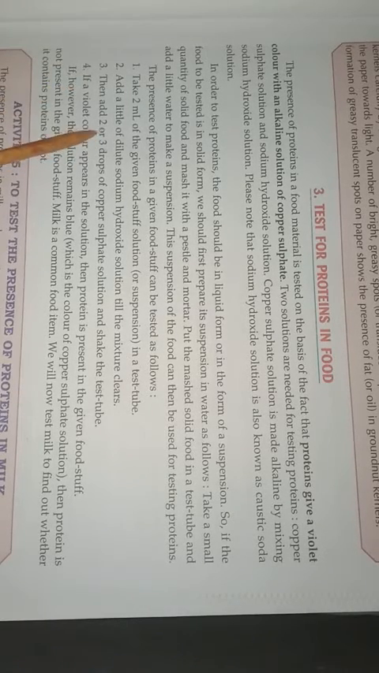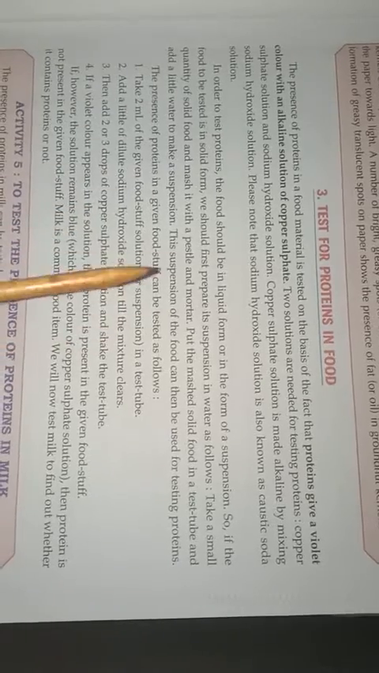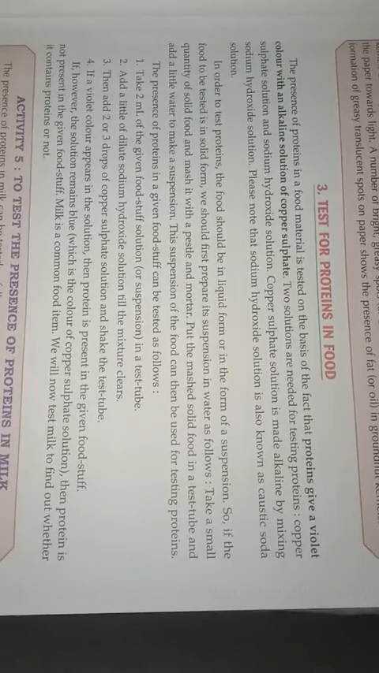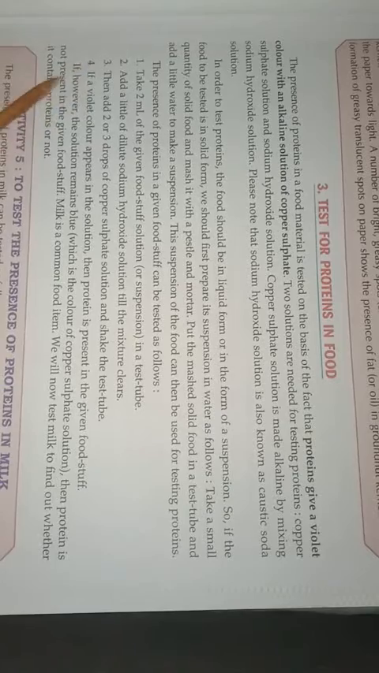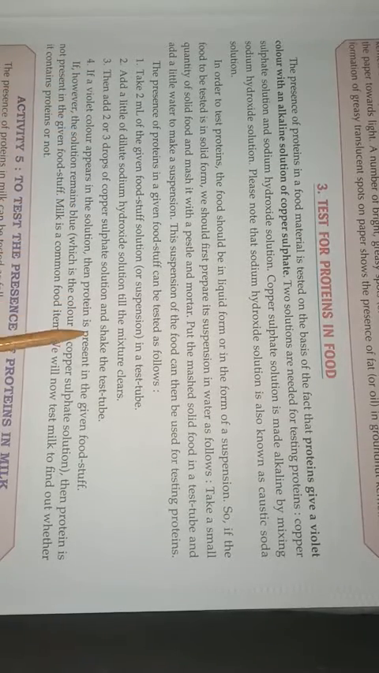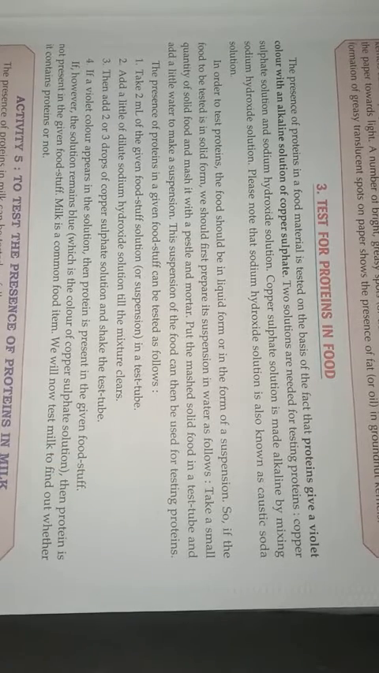Then, when the mixture becomes clear, you have to add 2 to 3 drops of copper sulfate solution and shake the test tube well. If a violet color appears in the solution, then protein is present in your given foodstuff. If the solution appears violet in color, it means your given food item contains protein.